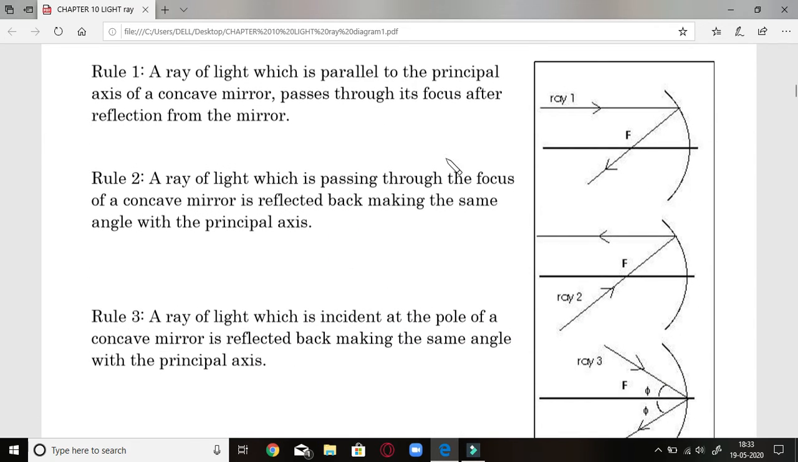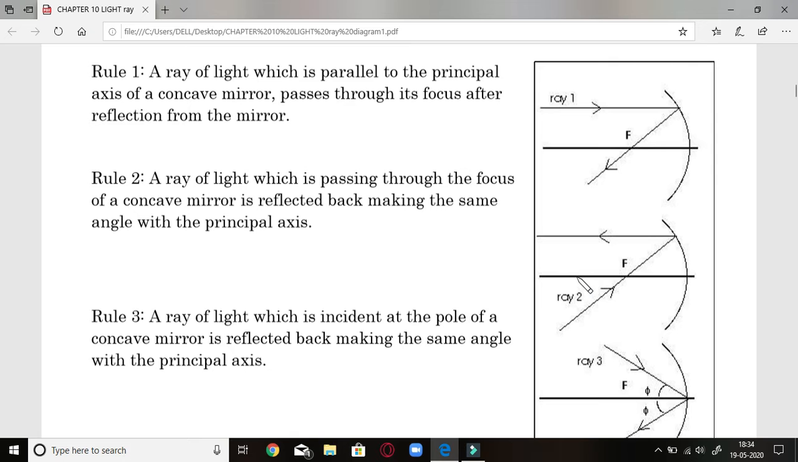First rule is that the ray of light which is parallel to the principal axis of a concave mirror passes through its focus after reflection from the mirror. So if you select such a ray which is parallel to the principal axis, it is always reflected at the surface of the concave mirror and passes through the focus present on the principal axis. Second is that a ray of light which is passing through the focus of a concave mirror is reflected back, making the same angle with the principal axis. So it is just opposite to the previous one: a ray which is passing through the focus will be reflected back from the concave mirror and after reflection it goes parallel to the principal axis.